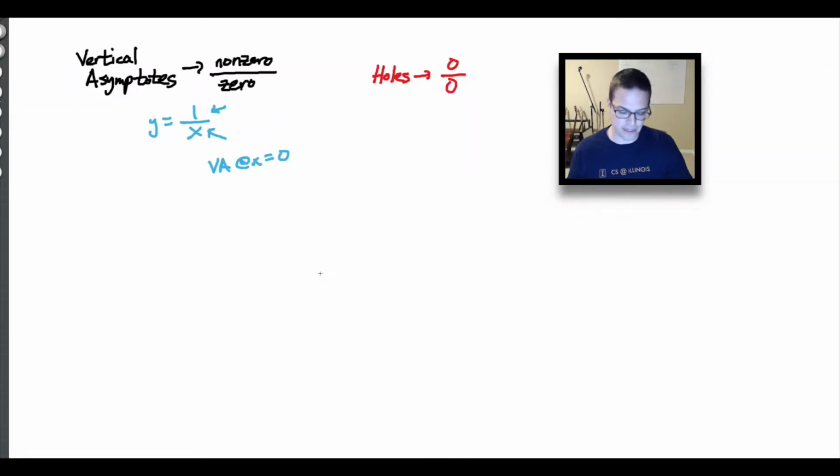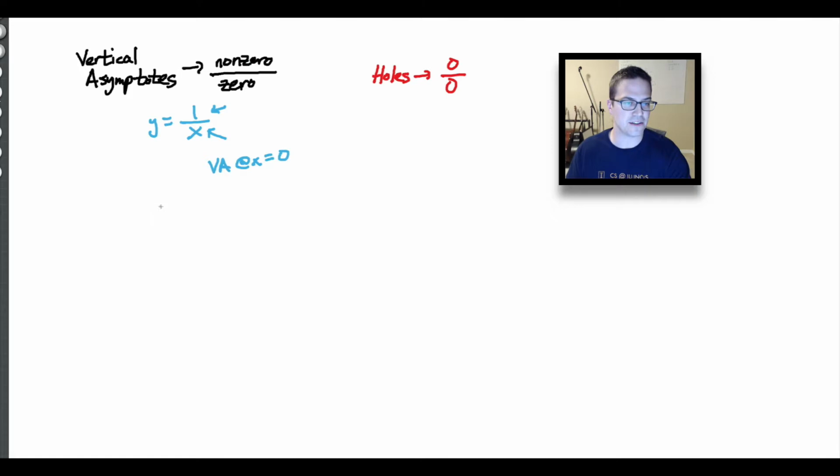Now this is in contrast to holes, where you have a 0 over 0. That was covered in a different video, so I'm not going to worry about holes too much in this video. I'm going to be focusing on the vertical asymptotes and how they relate to infinite limits. Now this one was easy. It was probably the easiest example I could think of, where it's just 1 over x.